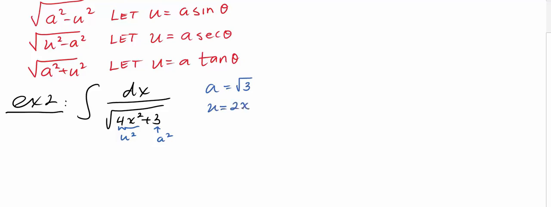So we're going to make the substitution where u is equal to a tangent of theta. Let's go ahead and plug in what we know. So u again is 2x, our a is rad 3, and then there's tangent of theta. So let's go through the process. Let's start to build the square root and see what the pieces look like.